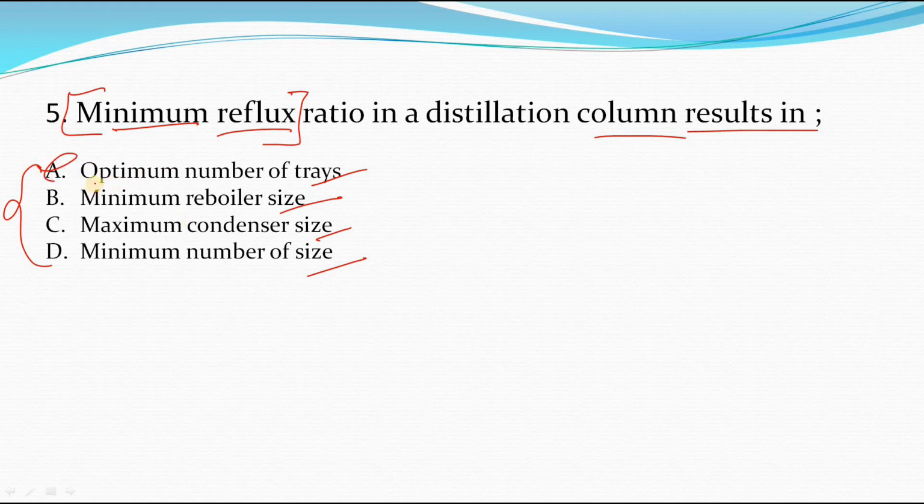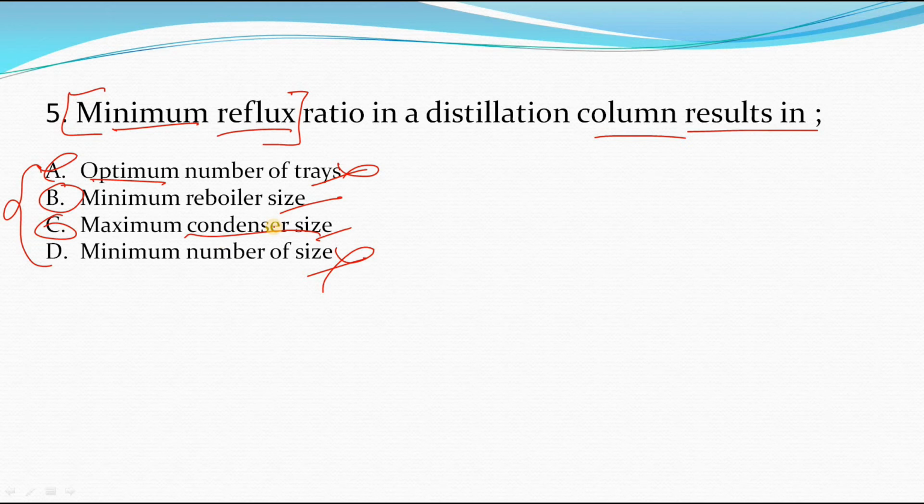Why? Because here I have written optimum number of trays; stages or trays are the same, right? Now the second option is minimum number of sizes. That is also not right. Now there are only two options remaining, B and C. Okay, so option C is very good. That is maximum condenser size.